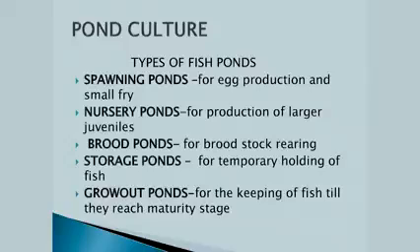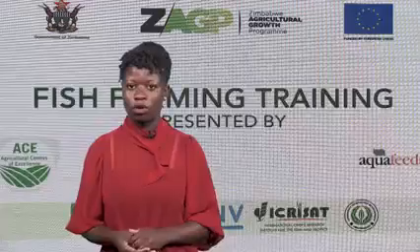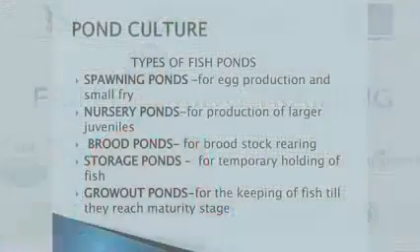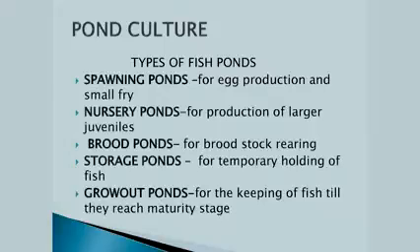For example, there are spawning ponds, which are used for egg production and the keeping of small fries, thus for breeding of fish, and nursery ponds, which are used for the production of juveniles, and brood ponds, which are for broodstock rearing, and storage ponds, which are used for temporarily holding our fish prior to transportation. And then we have grow-out ponds, which are used for keeping fish that are still yet to grow until they mature.